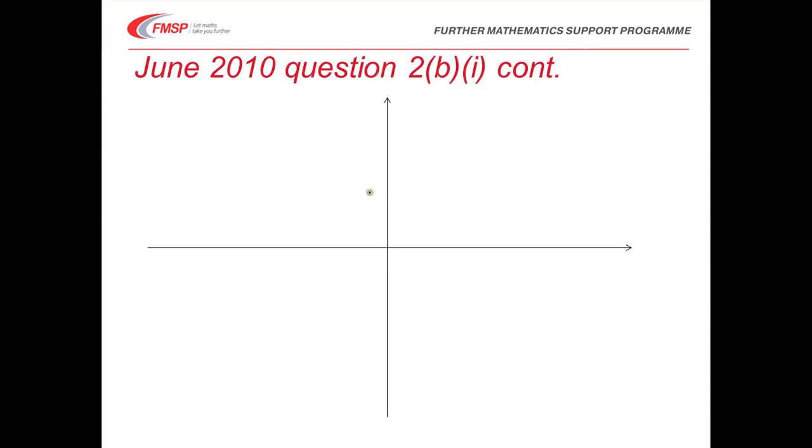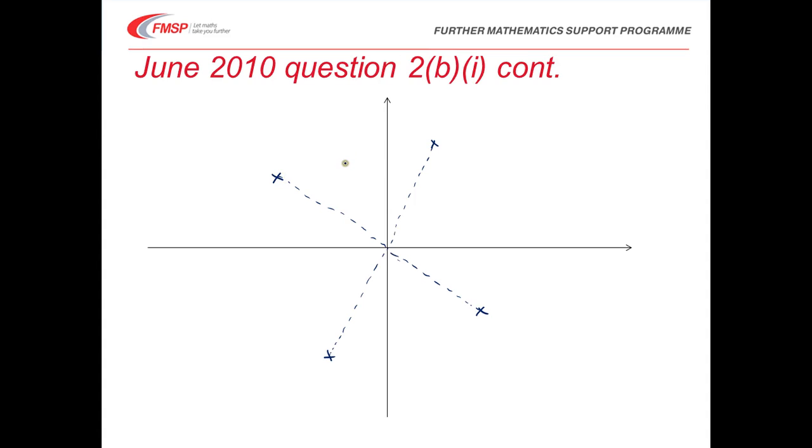Now we need to mark these on a diagram. So our first point is at 3 pi over 8, so it's going to be about there, and they are going to be evenly spaced around the origin, making a square. So the other points are there and there.